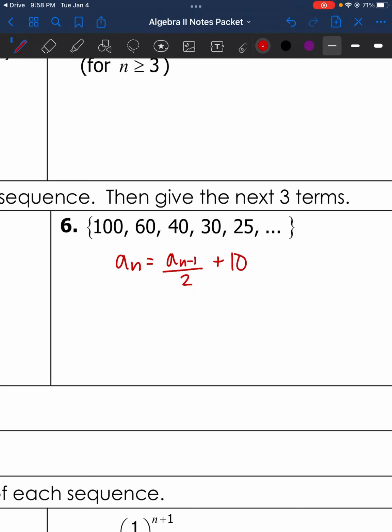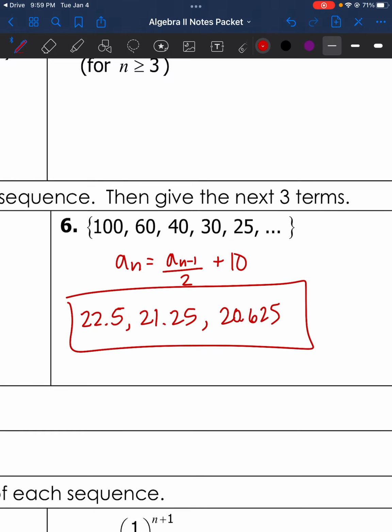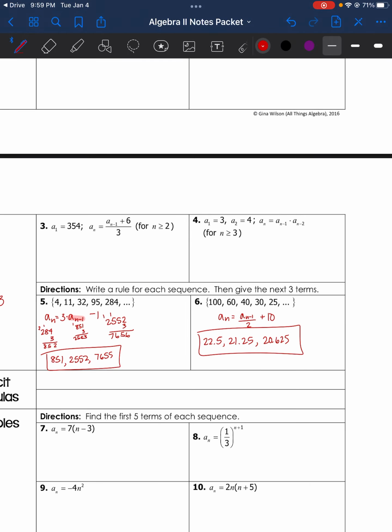If we take 25, divide it by 2, that's going to give us 12.5 plus 10 is 22.5. 22.5 divided by 2 is going to be 11.25. That plus 10 is going to be 21.25. 21.25 divided by 2 is going to be 10.625. That plus 10 is going to be 20.625. And there is our next 3 terms.